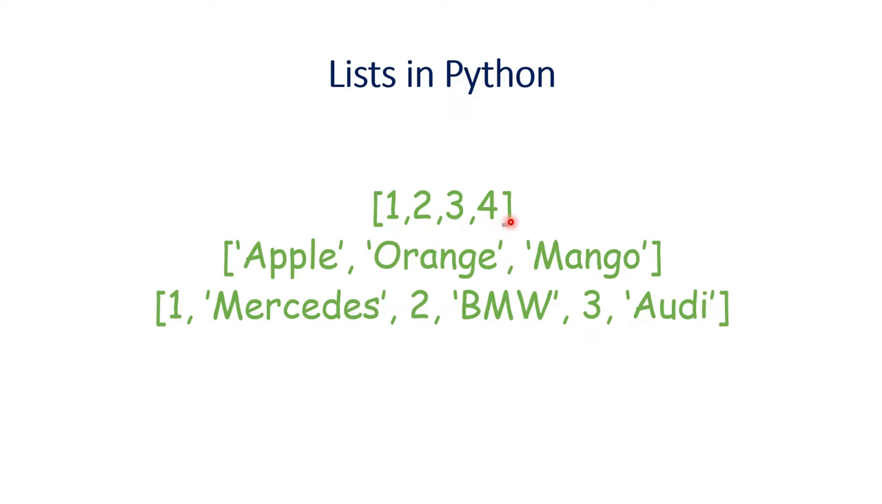So we can have a list of numbers, integers, and we can also have a list of strings, like here as you can see, and we can also have a list of both integers and strings. Here as you can see, one is an integer and Mercedes is a string.